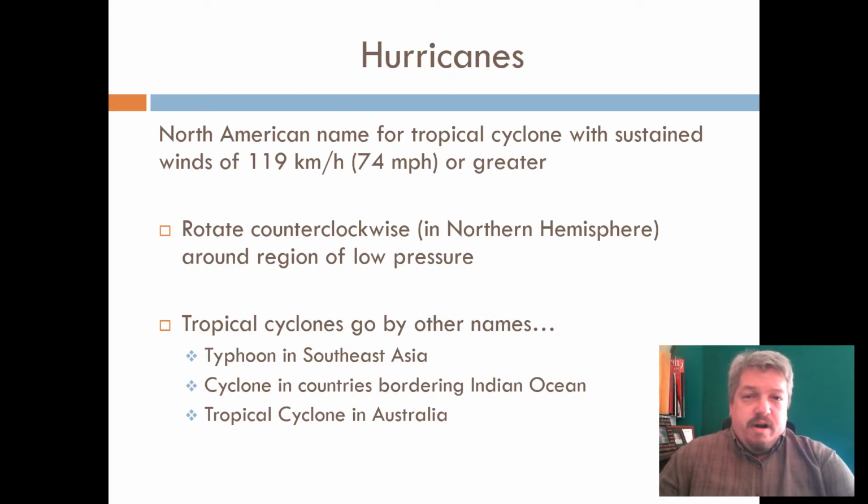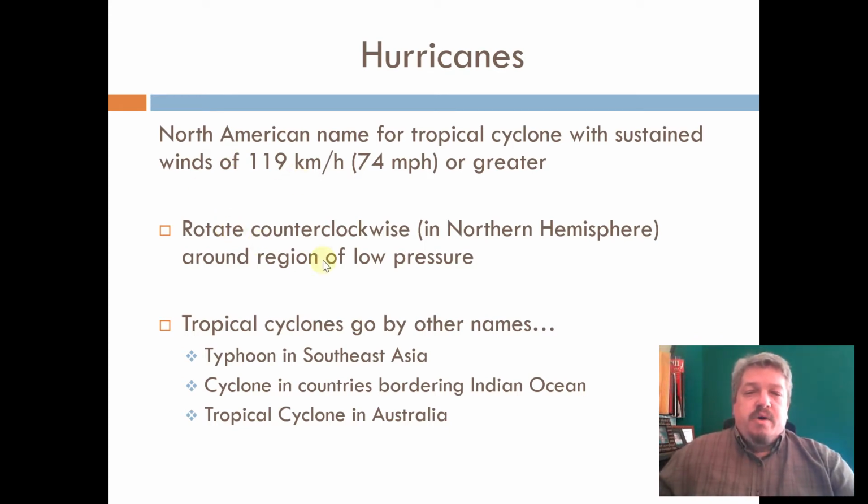And as we talked about before, they form around low pressure because in an area of low pressure, the wind is going to move towards it. And as it moves toward it, because of the Coriolis force, it kind of spins in. So the faster it's moving towards that area of low pressure, the faster it spins. You get the hurricane.